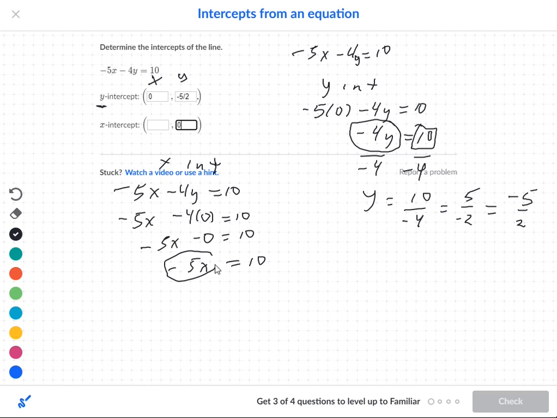So I have one circle and one box. Divide by negative 5. Cross out. So x is now equal to a negative 2. So I come up here and I just put in the negative 2. Okay, check it.